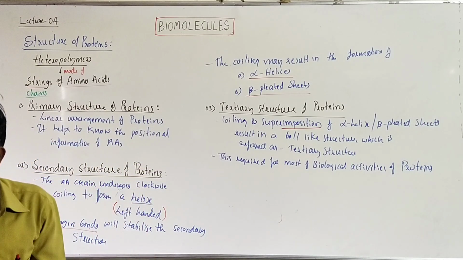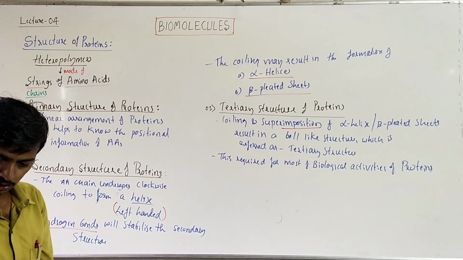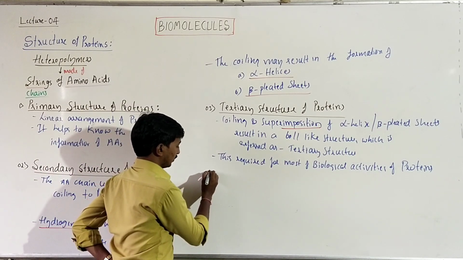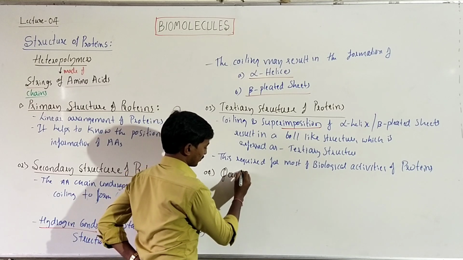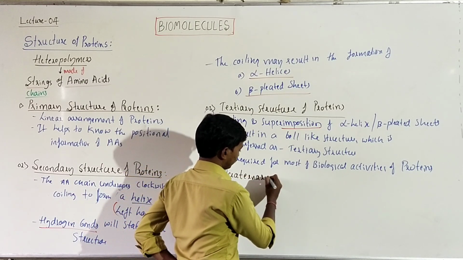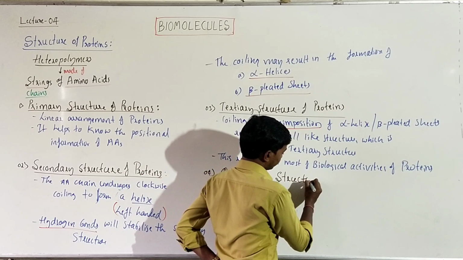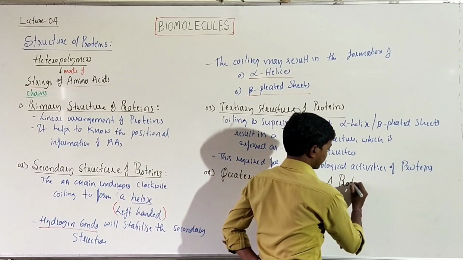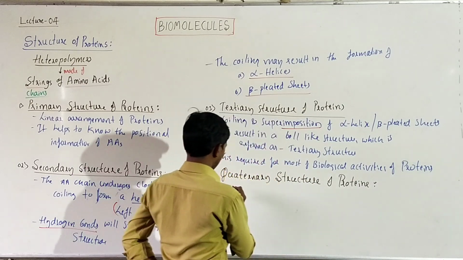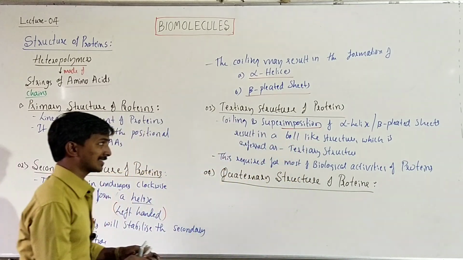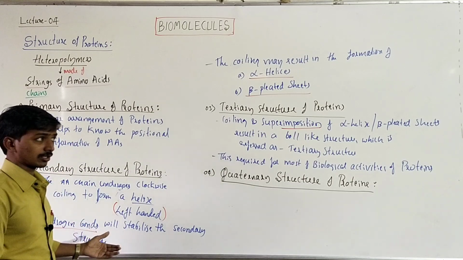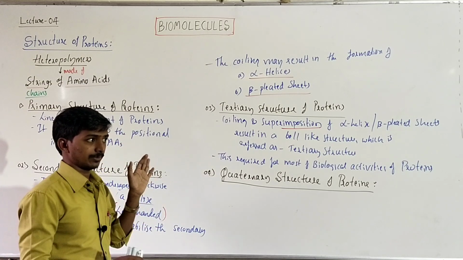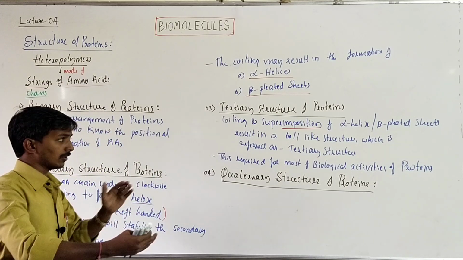Okay, this is about a tertiary structure. Lastly, the last type of protein depending on the structure, the fourth one, quaternary structure. Quaternary structure of proteins. So when we have seen from primary structure, secondary structure, tertiary structure, the levels of coiling have increased. Means we observed different levels of coiling.